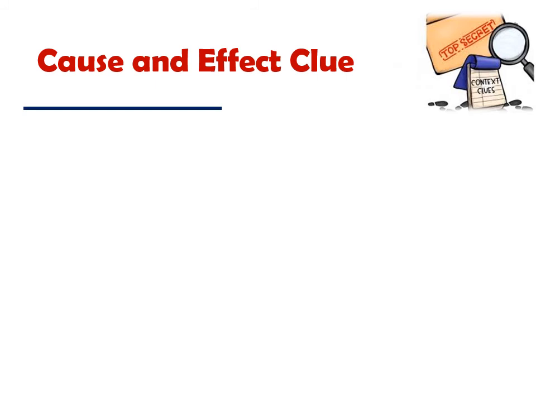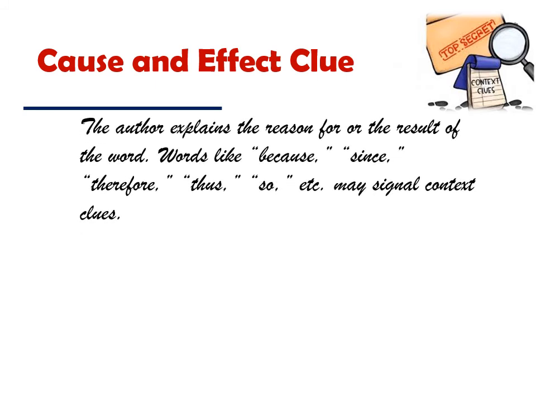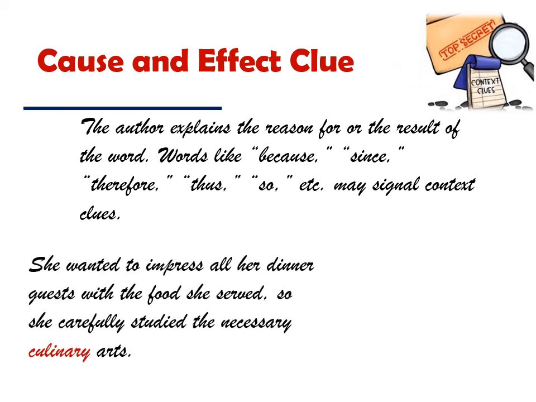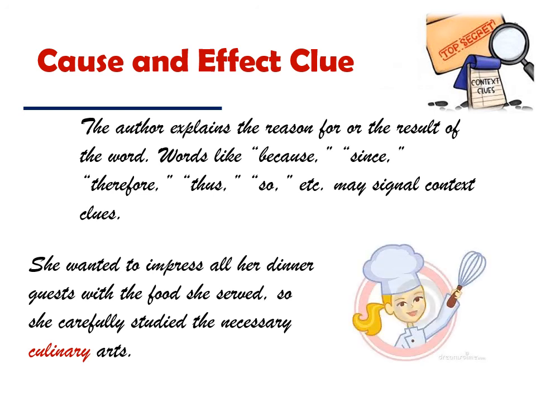Number 6. Cause and effect clue. The author explains the reason for, or the result of, the word. Words like "because," "since," "therefore," "thus," "so," etc. may signal context clues. For example, she wanted to impress all her dinner guests with the food she served, so she carefully studied the necessary culinary arts. In here, culinary means food preparation.